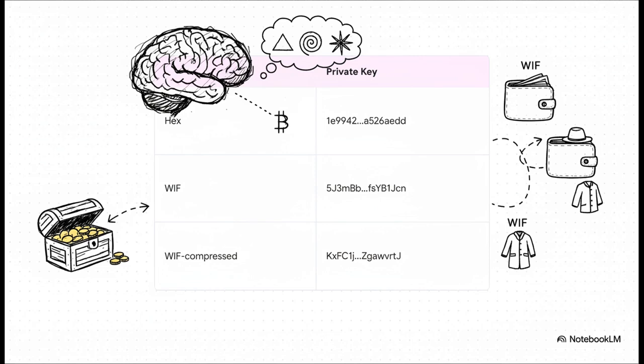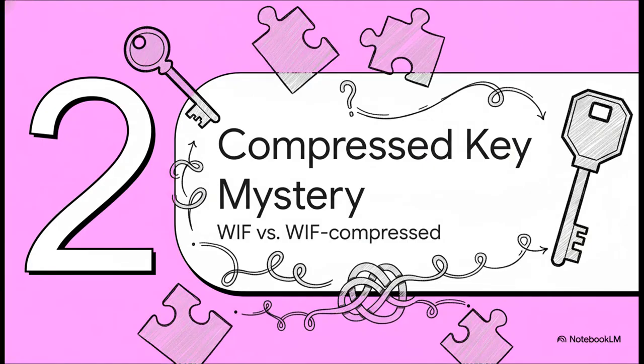So here, you're seeing three different outfits for the very same key. Hex is the raw number, and the other two, WIF and WIF compressed, are special formats designed to make it safer and easier to move that key between different crypto wallets. And it's those last two formats, WIF and WIF compressed, that get us right into our central puzzle. Their names are the source of all the confusion, and this is where that paradox really starts to take shape.